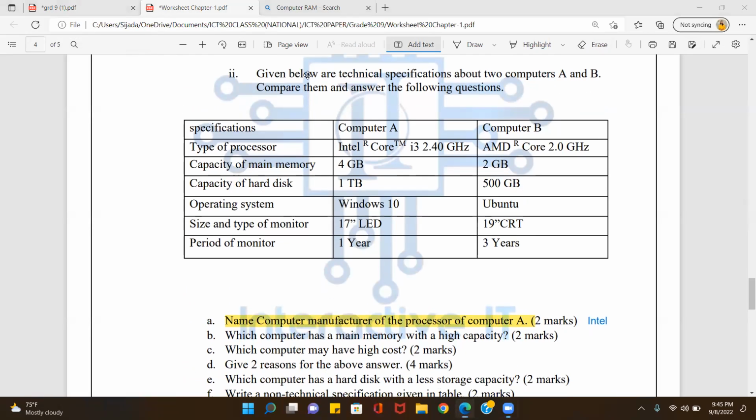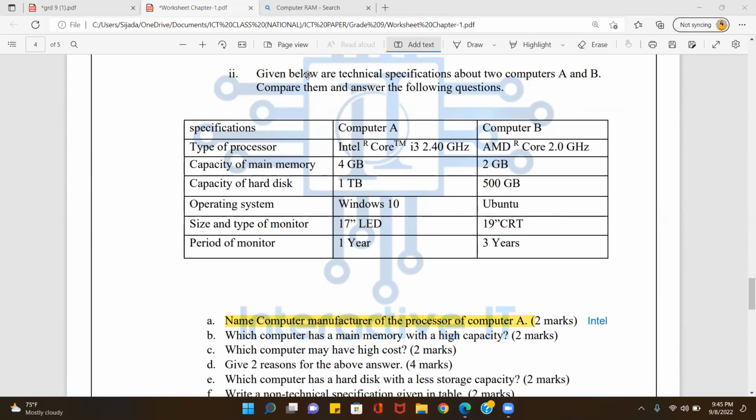Now look at this and tell me: considering the main memory concept, will you go for computer A or computer B? A computer with 4 GB RAM or 2 GB RAM? Computer A, right? Because it has 4 GB RAM, that means it's going to get stuck less. But always remember, it's going to be expensive. There are certain reasons why a computer is expensive: when the hard disk is larger, when the RAM is more, when it is using a licensed operating system. We'll come to that part slowly.